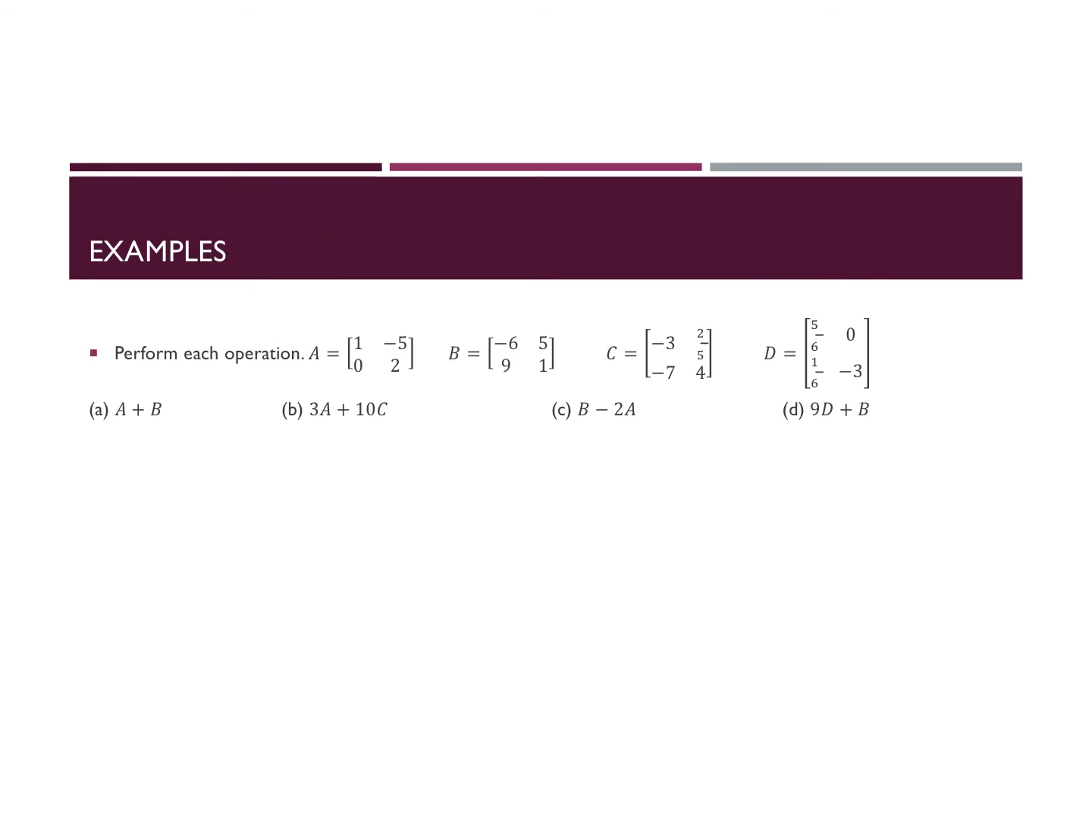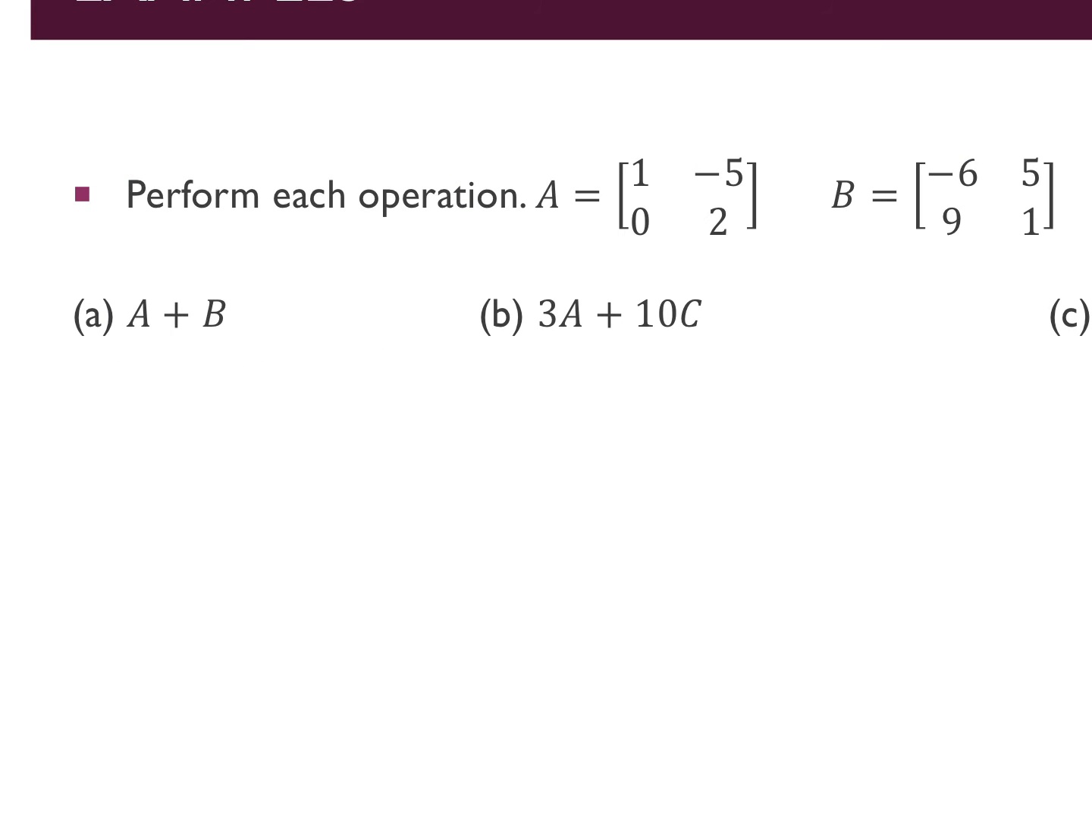So notice we have 4 different matrices and we just want to perform each operation and simplify. If we look at this first one, we're going to take A plus B. First thing we'll do is write matrix A, 1, negative 5, 0, 2, and then matrix B, and then we'll just add like terms.